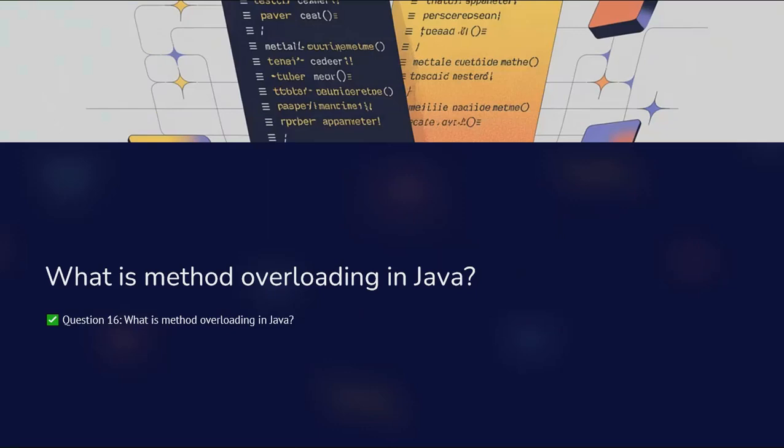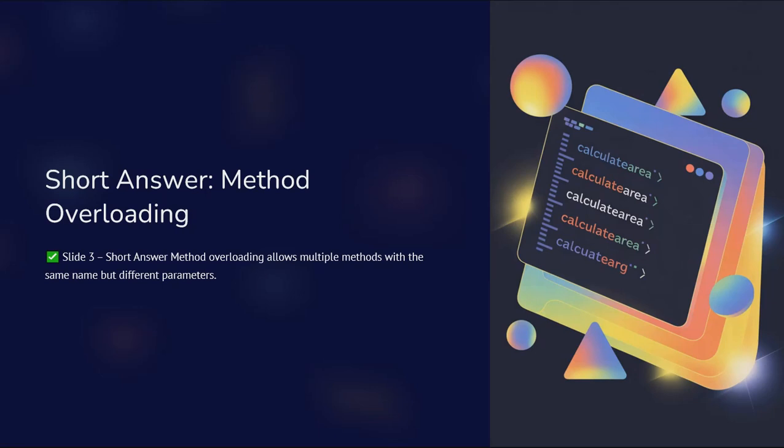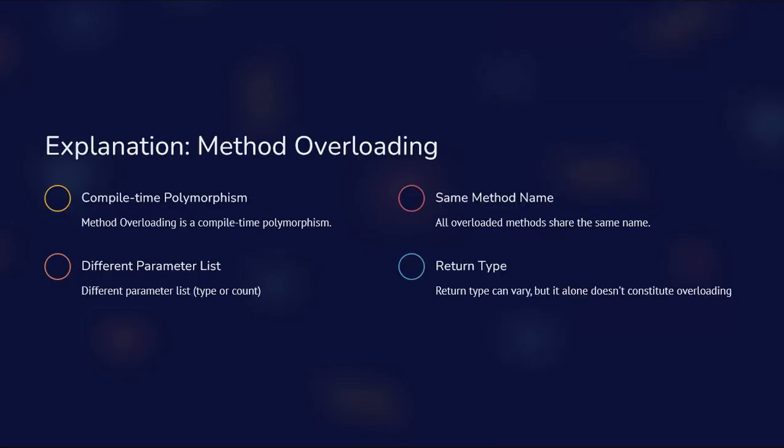So next important question, what is method overloading in Java? Short answer: method overloading allows multiple methods with the same name but different parameters. Method overloading is called compile time polymorphism. All overloaded methods share the same name with a different parameter list, and the return type can vary, but it alone doesn't constitute overloading.